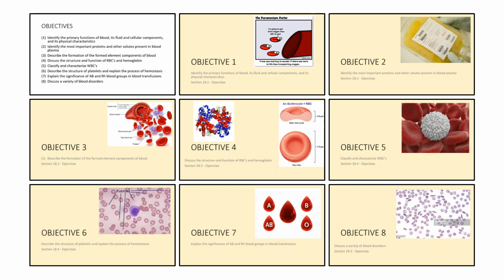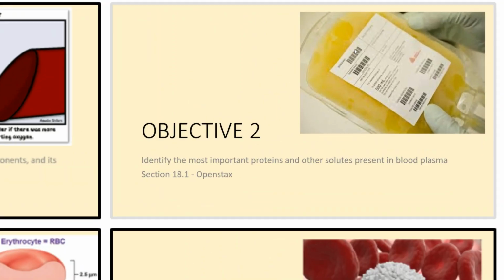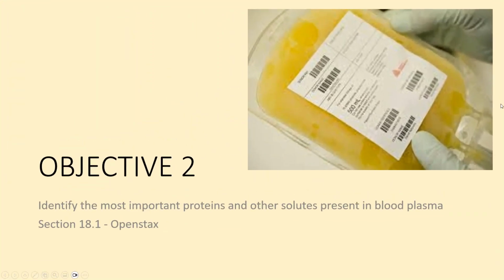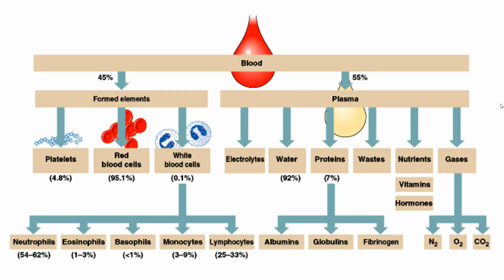This video is going to go over Chapter 18, Blood, Objective 2. Objective 2 is identify the most important proteins and other solutes present in blood plasma.